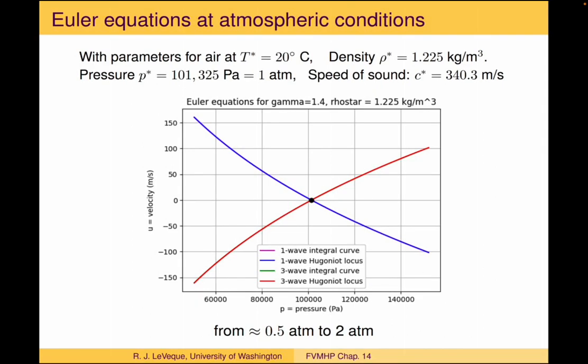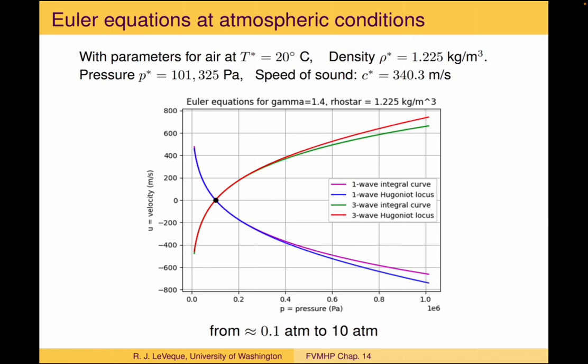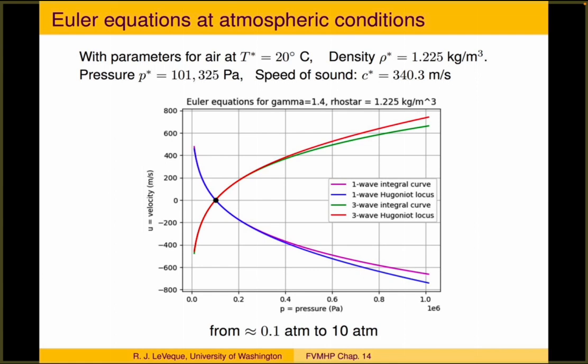If we zoom out a little bit more, though, and go from, say, 0.1 atmospheres to 10 atmospheres in pressure, then you start to see the nonlinearity a bit stronger, and also the deviation between the integral curves and Hugoniot loci. But this is getting up to very extreme pressures and densities. Although if you're looking at, for example, supersonic flow, modeling flow around a supersonic aircraft or whatever, since the speed of sound is about 340, that's up around here. So of course everything varies as you start changing things around between atmospheric pressure and that sort of speed.